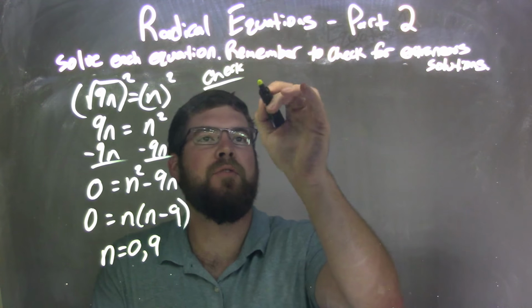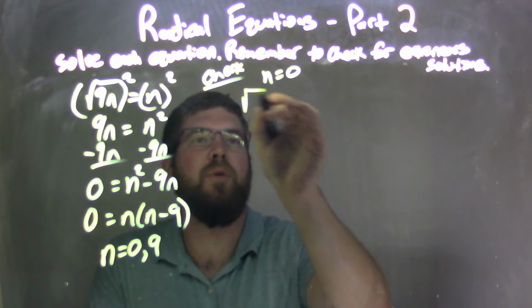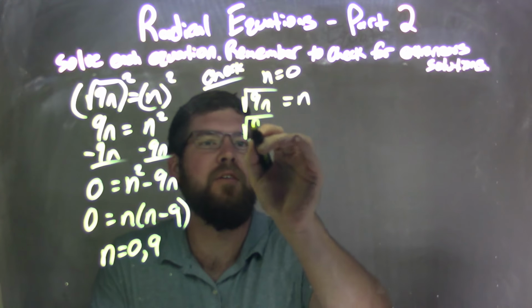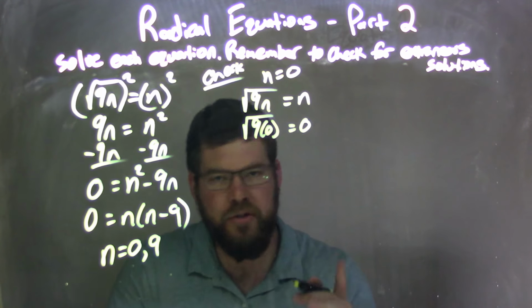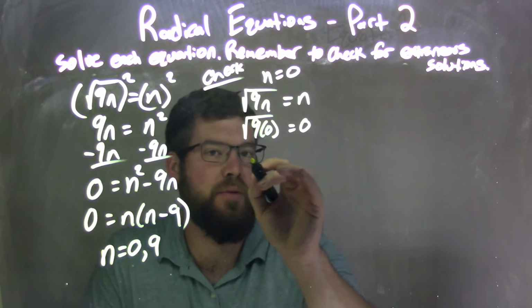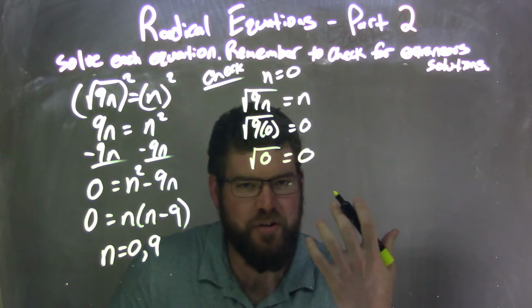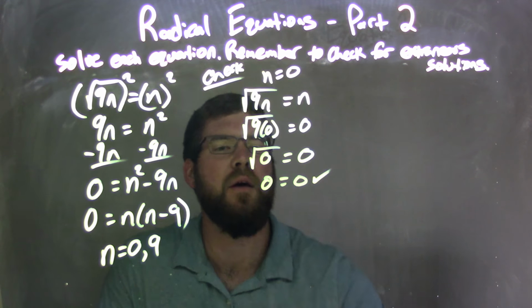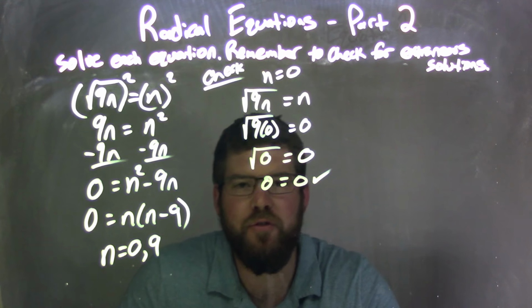So I'm going to take n equals 0 first. I'm going to substitute it into my equation here. So square root of 9n equals n. 0 goes in for n. Square root of 9 times 0 equals 0. 9 times 0, just like anything times 0, is 0. So we have square root of 0 equals 0. And the square root of 0 is just 0. Almost redundant, but it's all good. And they're equal, right? Left and right hand side are equal. 0 is a true solution.